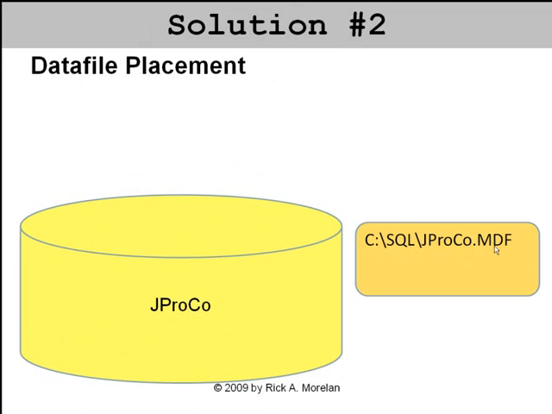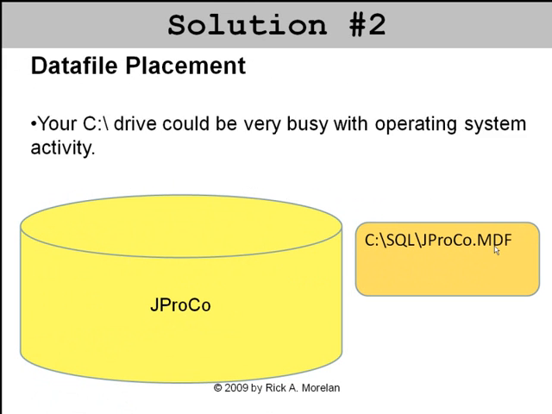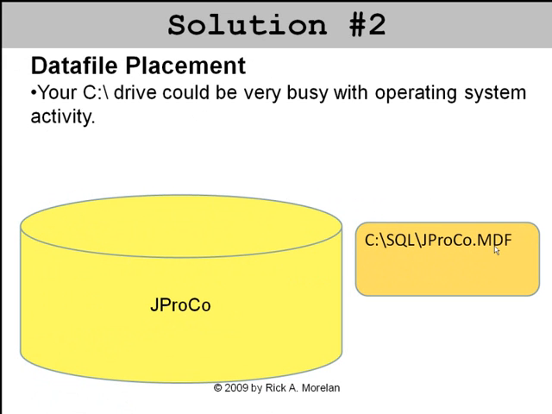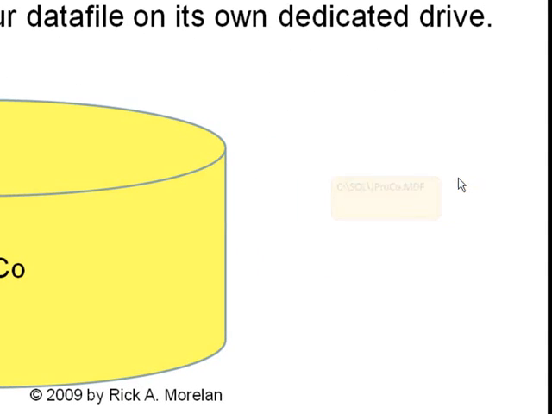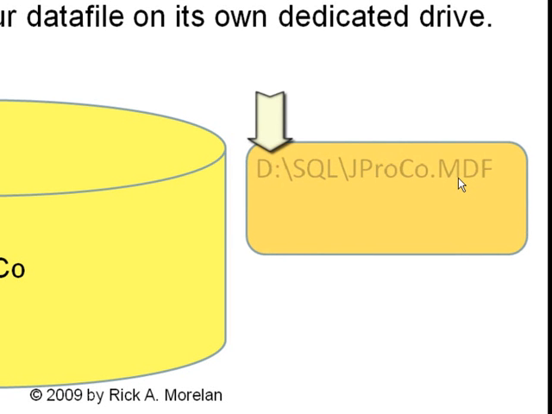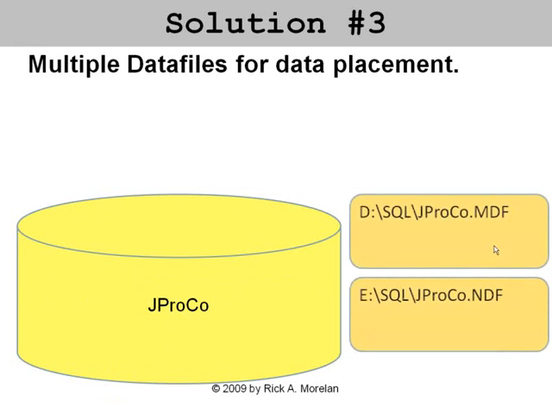All right, where do you put it? The C drive is kind of a busy beast. It's got the operating systems, it's got several services running on it, it's got lots of different calls. So you might want to take the throughput of the C drive and leave it for its normal day-to-day operations and place your data file on its own dedicated drive. Maybe you've got a D drive slated just for your data. Now, solution number 3 is about where to place it.